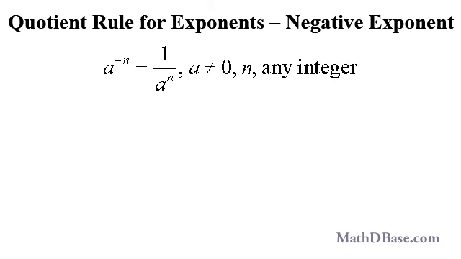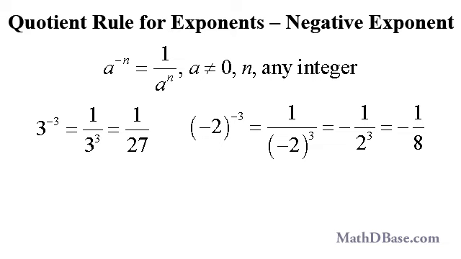Generally, we can say that if m is any integer and a is any non-zero number, then a to the negative mth power is equal to 1 over a to the mth. So 3 to the negative 3rd power is equal to 1 over 3 to the 3rd, or 1 over 27. And negative 2 quantity to the negative 3 is equal to 1 over negative 2 quantity to the 3rd power. Since we have a negative base and an odd exponent, the value will be negative, and the result is negative 1 over 2 to the 3rd, or negative 1 over 8.